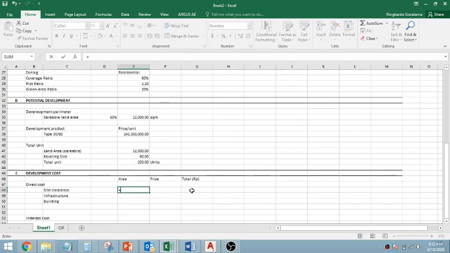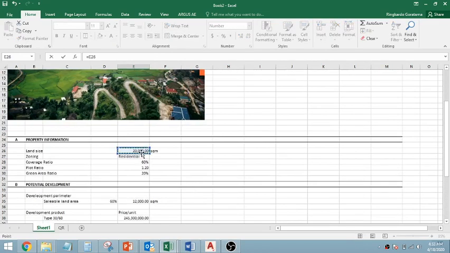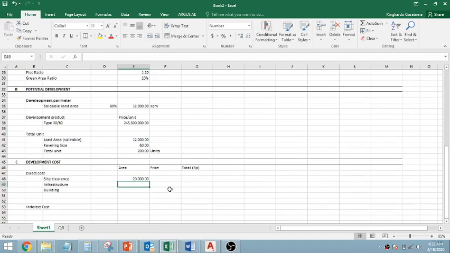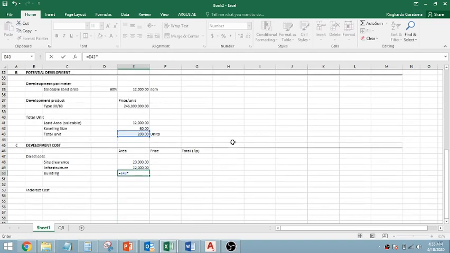So the area for site clearance, we usually use the gross land area. For infrastructure cost, we can use the sellable area. So we need to research how much the infrastructure cost per square meter of the sellable area is. For the building, we can multiply the total unit with the building size. So we use 30 for building size, so 6,000 square meter of building area.